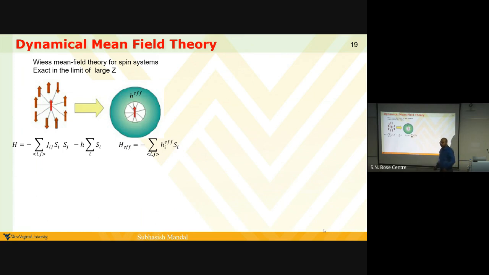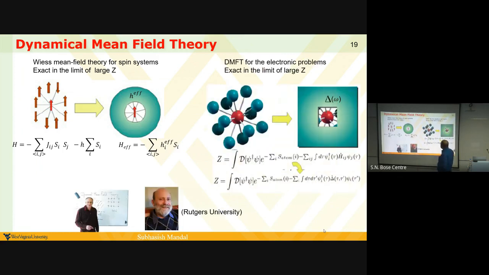I'm going to give a very short description of how it works. Suppose you have a spin system. You have one spin surrounded by all neighboring spins. If the number of neighbors is kind of infinite, then you can turn this into a many-body problem where you have an effective mean field interaction with one spin, seeing the average of the rest of the spins. In DMFT, this was introduced by Kotliar and Antoine Georges.